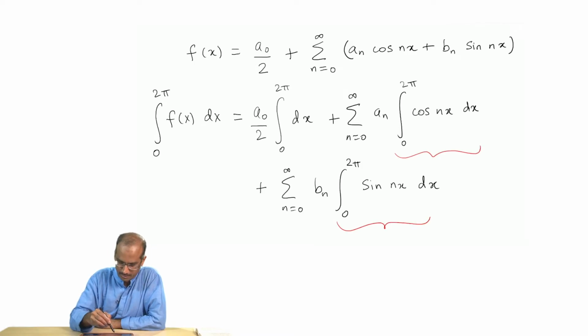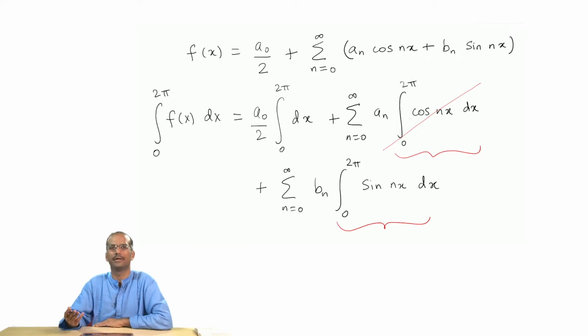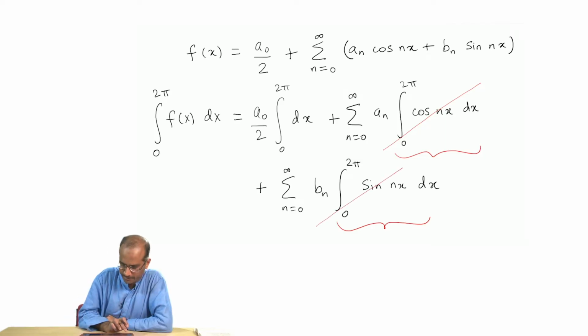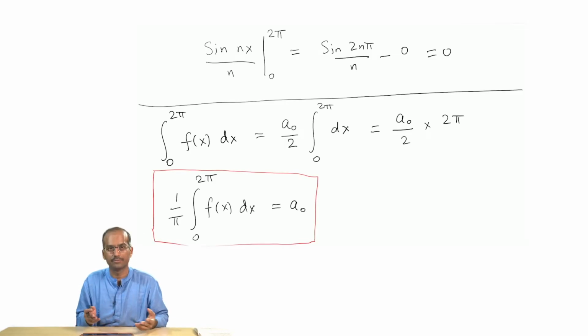Clearly the cos nx integrated over 2 pi is 0. So, that would go away for all values of n, and you can do the same exercise for sin nx. Integrate sin nx between 0 and 2 pi for any integer value n, that would also be 0. So, I am going to have the following result. Now I have determined the value of a0 in terms of the function f of x.